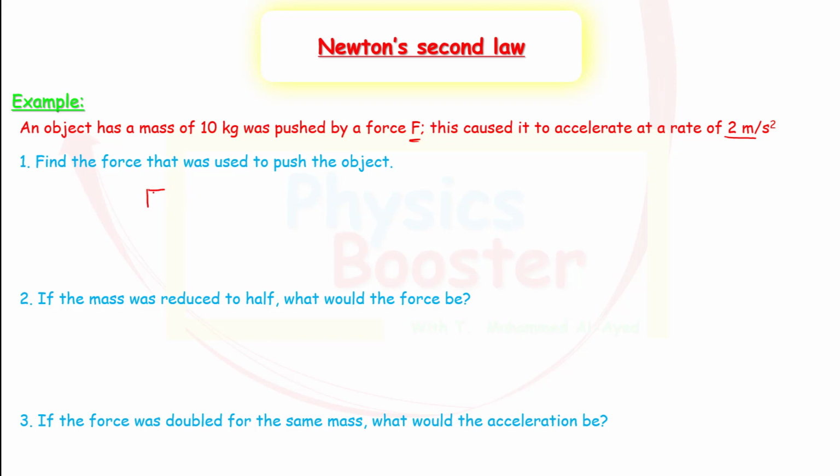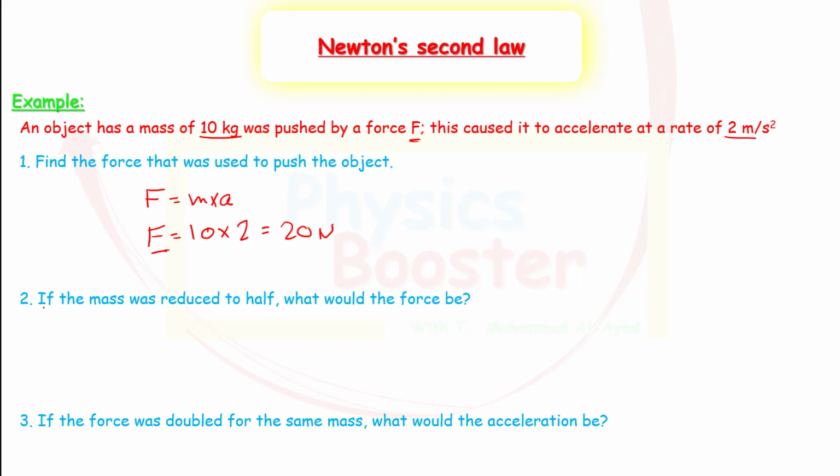Well, simply, force is equal to mass multiplied by acceleration. Force, which we want to find, is equal to the mass. What's the mass of the object? Well, the mass of the object, it's clear, is 10 kilograms, multiplied by the acceleration of the object, which is 2. So the answer is 20. And remember that since we are talking about force, it's in newtons.